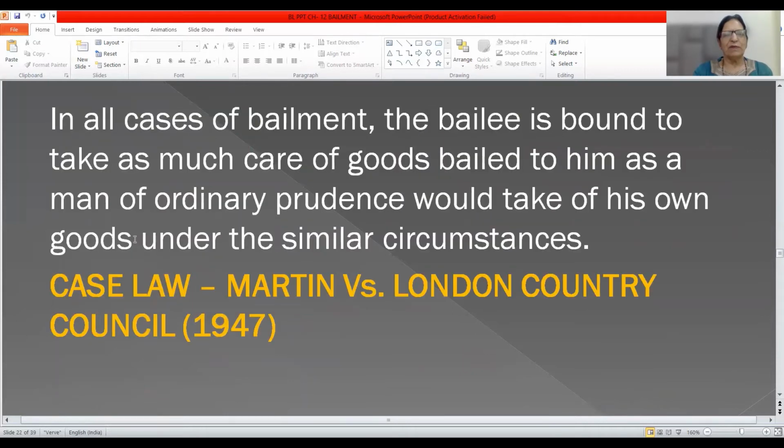Now, in all the cases of bailment, the bailee is bound to take as much care of the goods bailed to him as a man of ordinary prudence. So this point is, friends, the duty to take reasonable care of the goods bailed. The bailee must take reasonable care of the goods bailed as he would take care of his own goods. He should not make a distinction that, no, these goods do not belong to him, so he can be negligent regarding them. If due to his negligence certain loss is suffered by the bailor, then the bailee has to compensate the bailor for the loss.